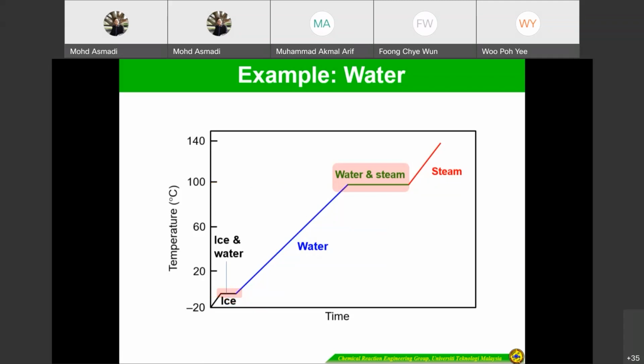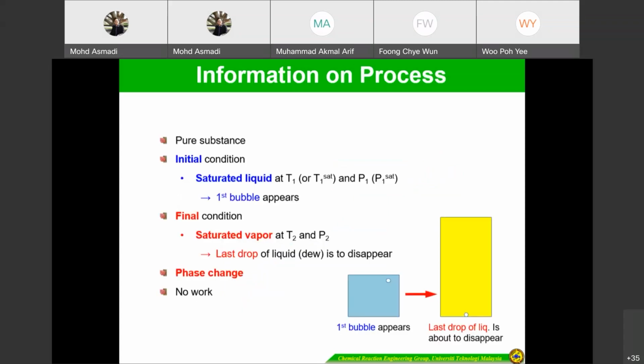But if there is a change in temperature but no phase change, for example heating water from 30 degrees C to 100, the temperature keeps increasing but the phase is still the same, a liquid, until it reaches the boiling point.